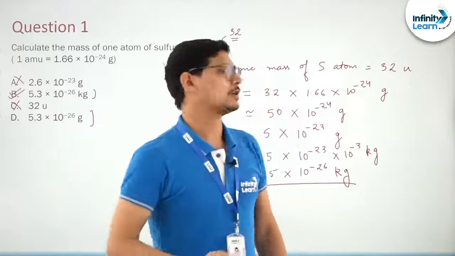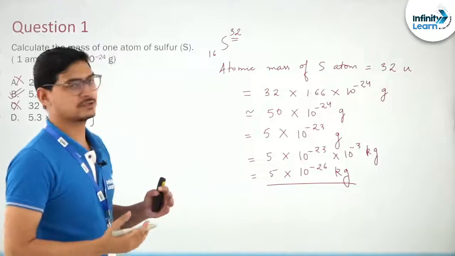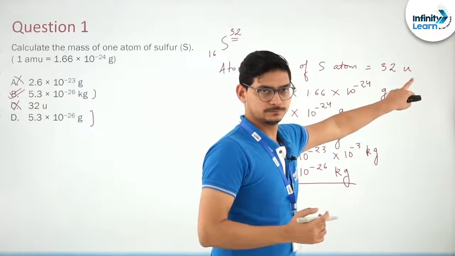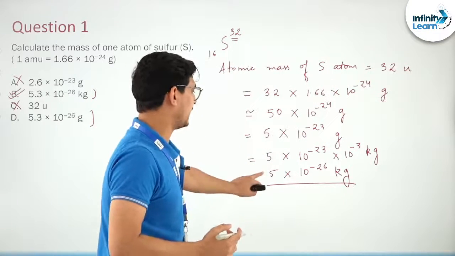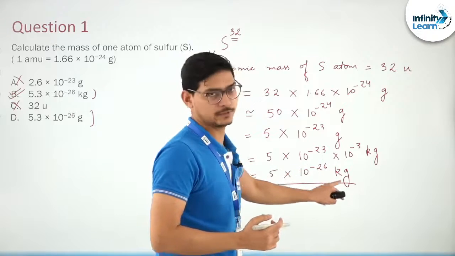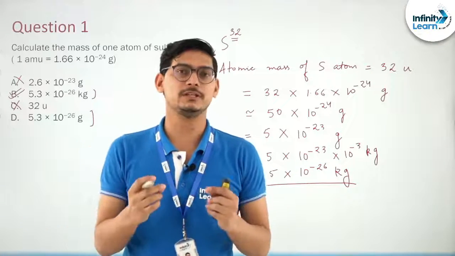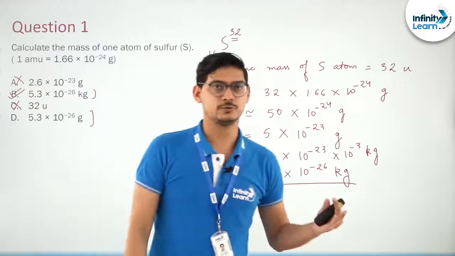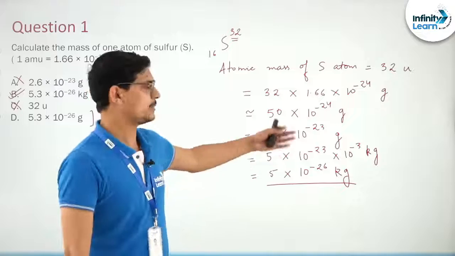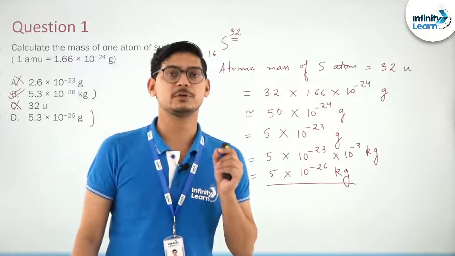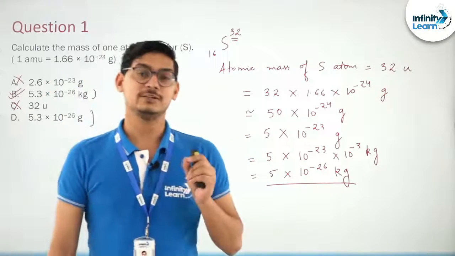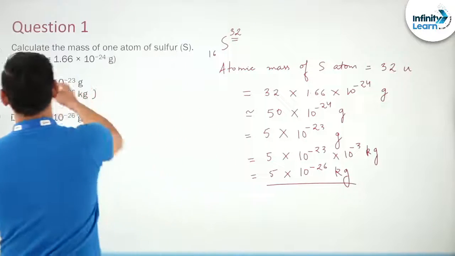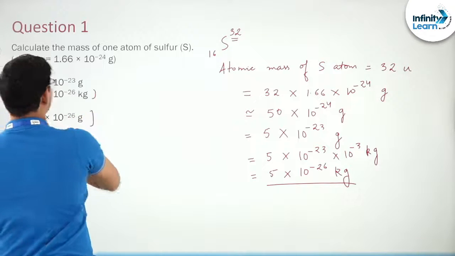Is that okay? Now before I move on to the next question, I would like to tell you something. Atomic mass of sulfur is 32 U and atomic mass of sulfur is 5 into 10 raised to the power minus 26 kilogram. What is the difference between these two values? The atomic mass of sulfur is also 32 U and it is also 5 into 10 to the minus 26 kilogram. What is the difference between these two values of the atomic mass of sulfur? You should know that because this term is very common.